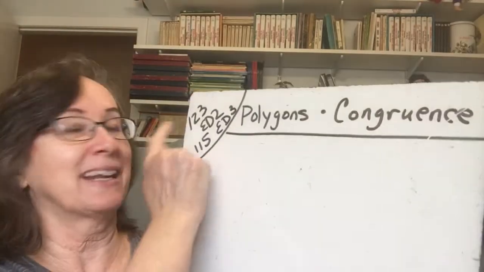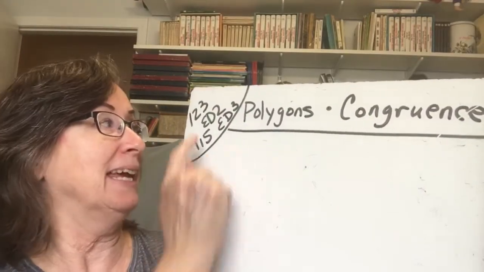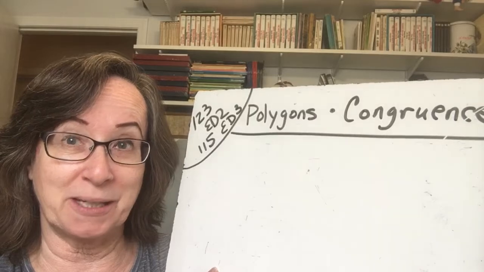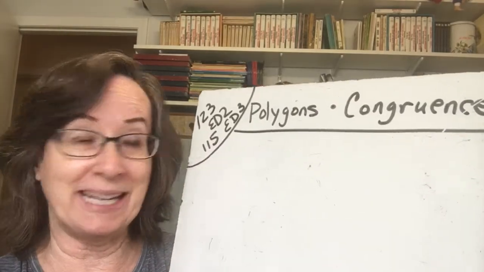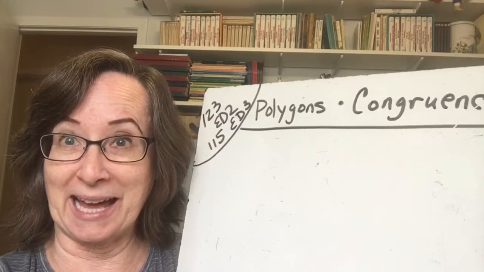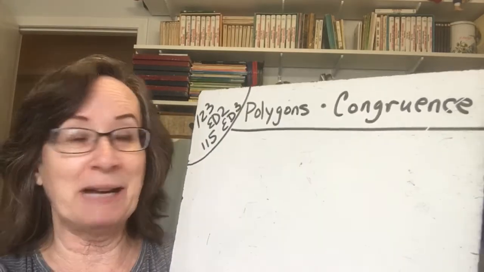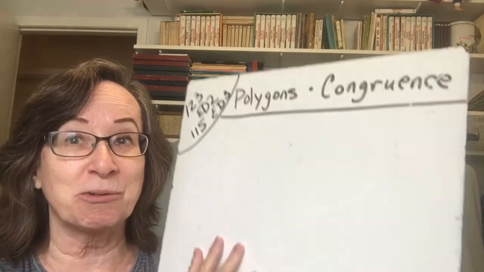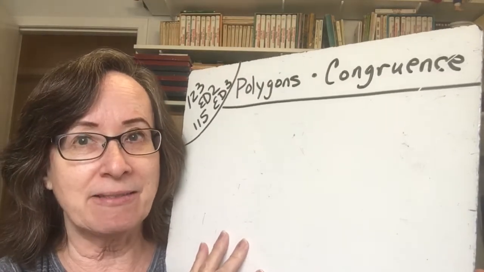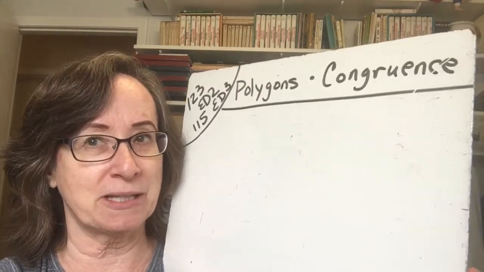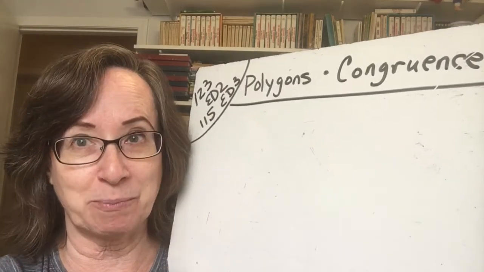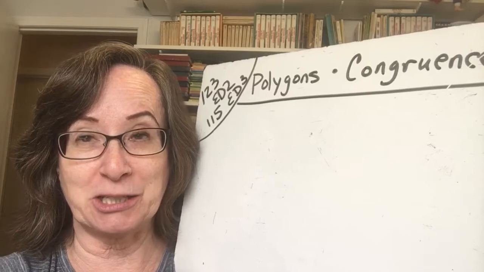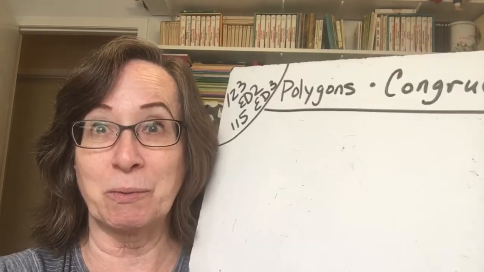Today we're working on lesson 123 in your edition 2 Saxon Blue Book, and lesson 115 in your edition 3 Saxon Blue Book Algebra Half. We're working on polygons and congruence. But there are so many vocabulary words that we have to learn that I decided the easiest thing to do will be to save the board for later when we actually do some practice problems. But we're going to work straight from the book here.